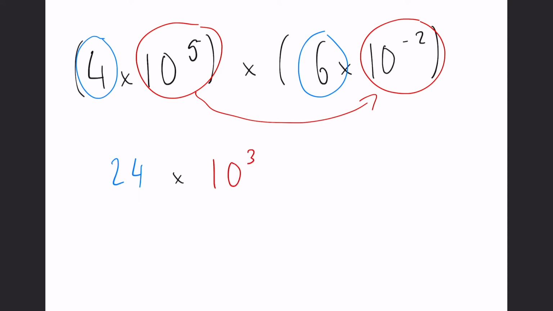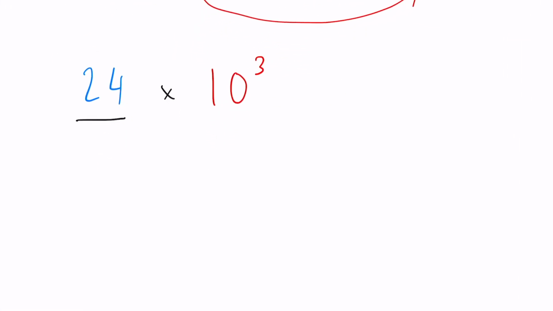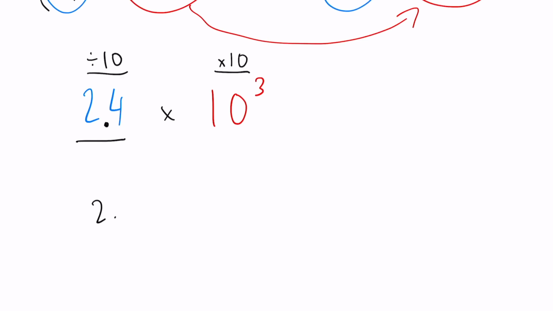Okay, as we know from my original standard form video, this number at the front must be between 1 and 10, but less than 10. And you can see 24 is outside of that range. So we have to make this one 2.4. And by doing that, we're making the number 10 times smaller, or dividing it by 10. So we need to times this one by 10. And by doing that, we will get 2.4 times 10 to the 4.